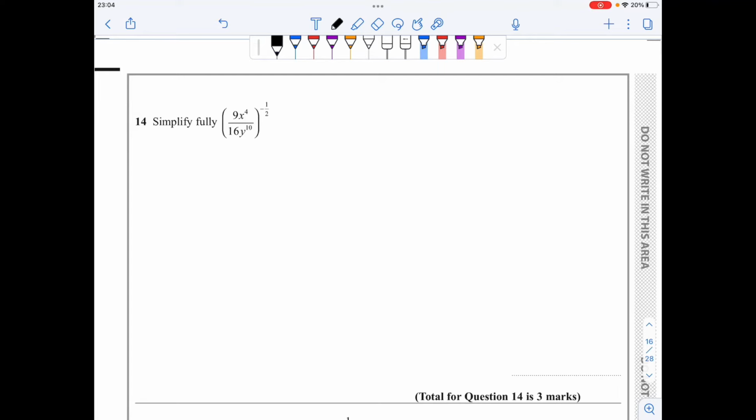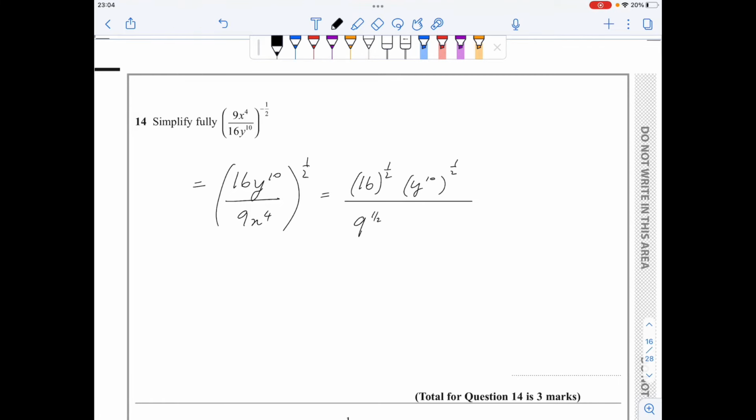For question 14, I'll start by dealing with the minus sign at the power. So I will flip my fraction and the negative will become a positive, and then I have 16 to the power of a half times y to the power of 10 to the power of a half, all over 9 to the half times x to the 4 to the power of a half.